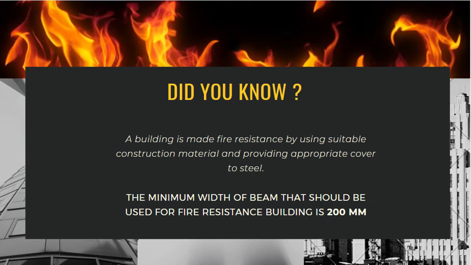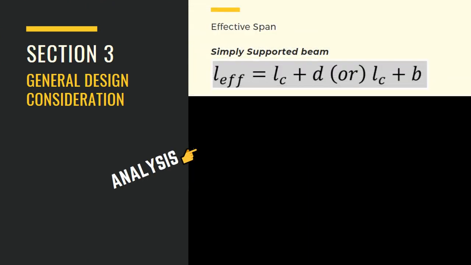Now let's move on to the analysis part. Considerations in case of beam. First, we shall see the effective span for a simply supported beam. It is given by L effective is equal to clear span plus effective depth, or clear span plus width of the member.